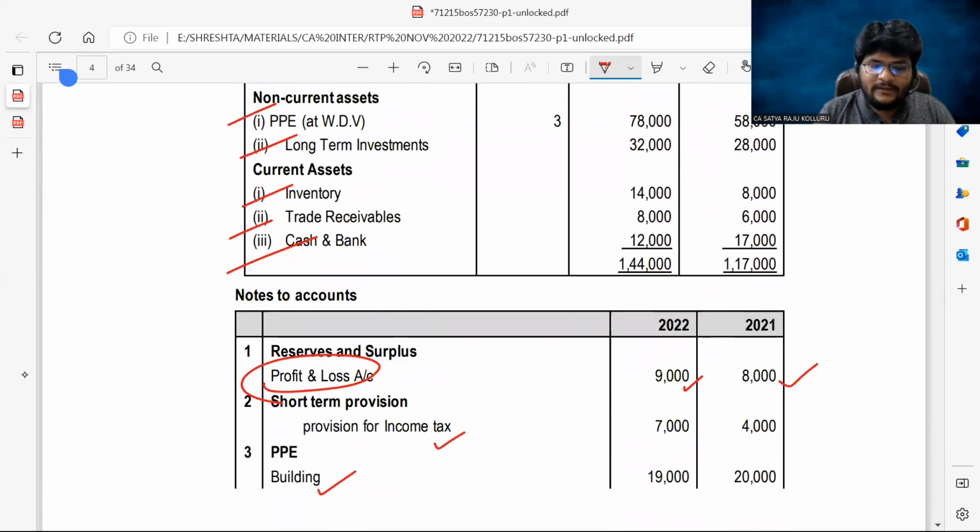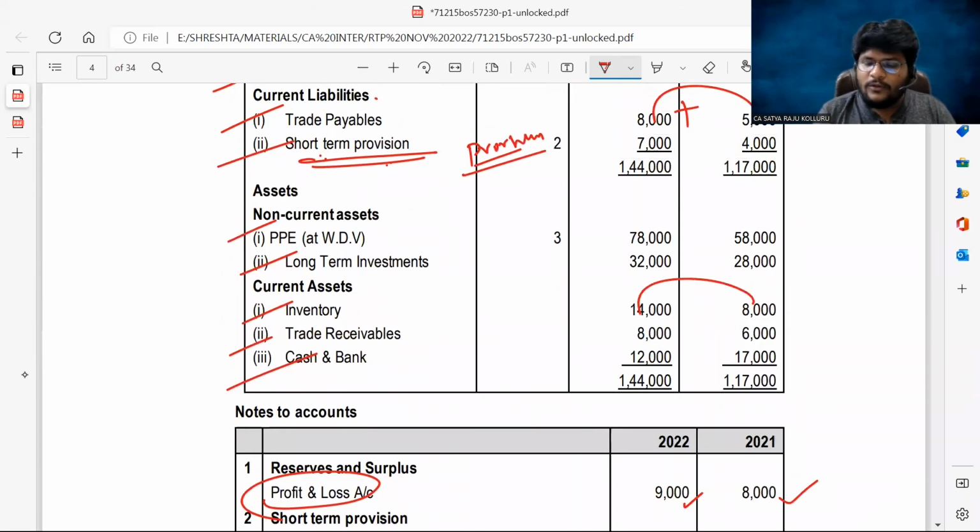Fine. Come to the current assets. 8,000 to 14,000, an increase in inventory, means you need to reduce. 6 to 8 means again reduce. Cash and bank you should not touch, because in the entire cash flow statement we are only working to compare this cash. The cash and cash equivalent we adjust at the final step of the cash flow statement to reconcile, and after the reconciliation, to know the closing cash balance. Am I right? So that's why don't consider this one as well.